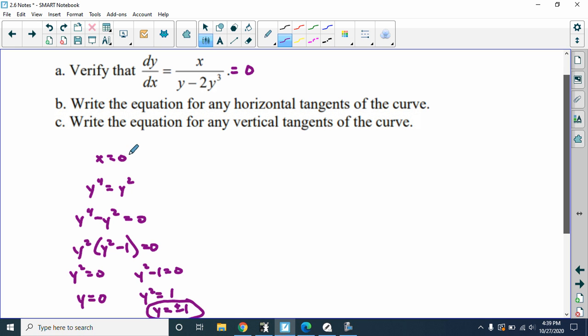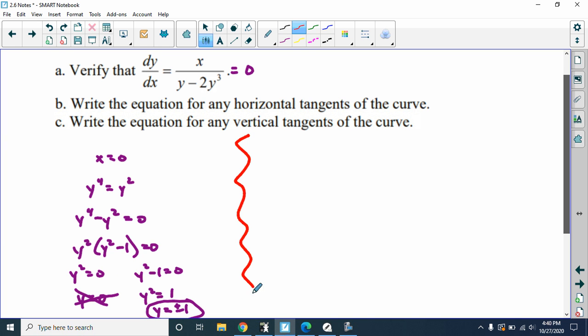Y equals 0, notice when x is 0 and y is 0, we get 0 divided by 0, which technically isn't 0. It's undefined. So this one's not technically a horizontal tangent line. I wouldn't worry too much about that. Y equals plus or minus 0, if you included this, that's fine.